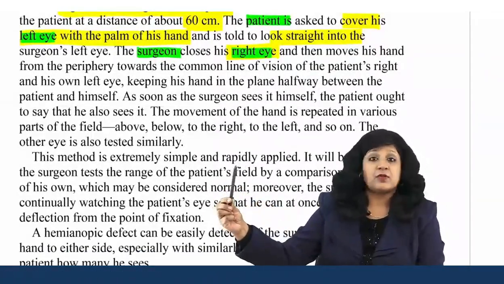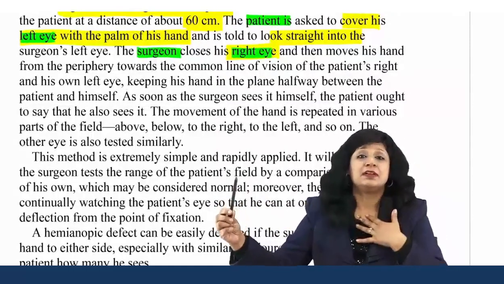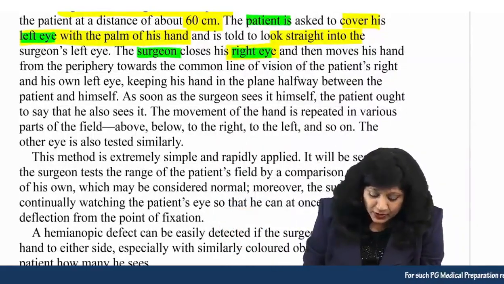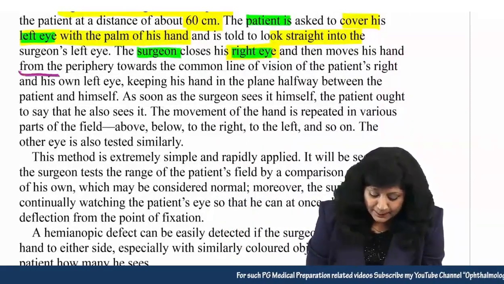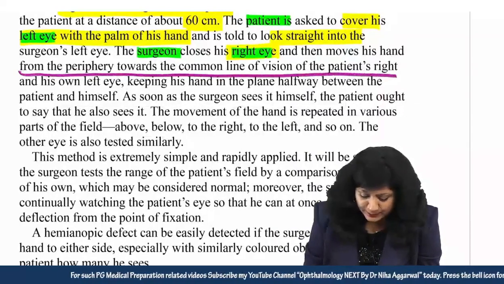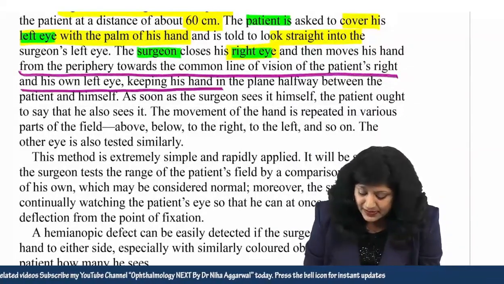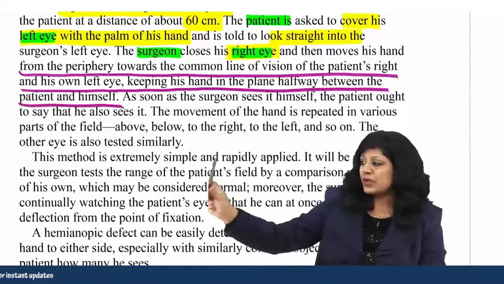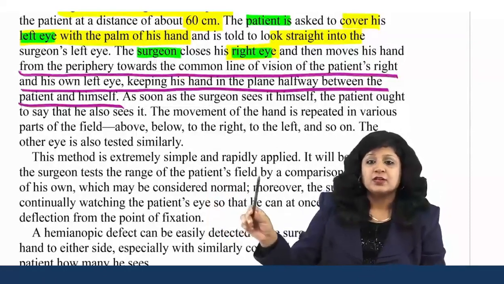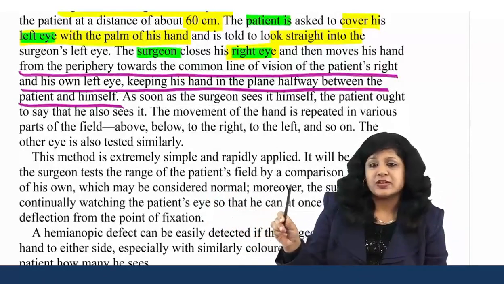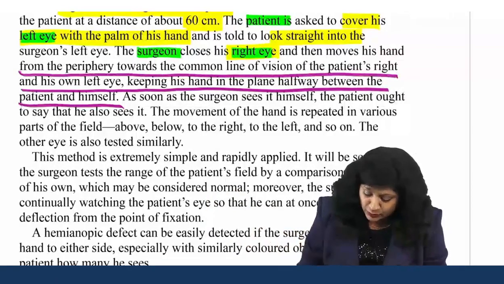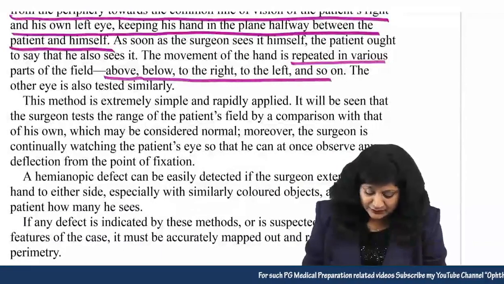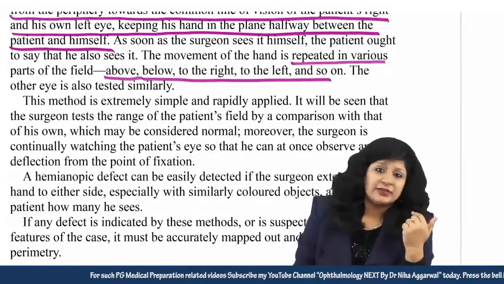We are always considering that the examiner or observer has a normal visual field. Only then are you able to compare. So he is coming from the periphery towards the common line of vision of the patient's right eye and his own left, keeping his hand in the plane halfway between the patient and himself. We keep this halfway, and slowly and gradually we bring it in. The movement of the hand is repeated in various parts, above, below, to the right and left, so that you can test all the fields.